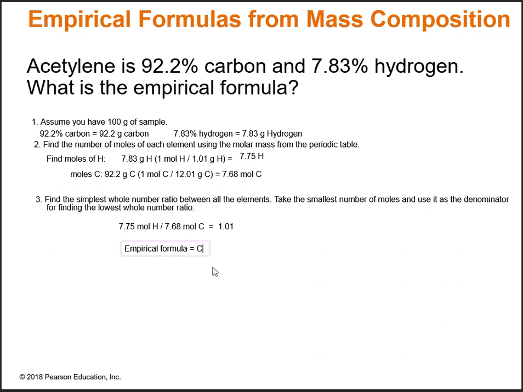Pretty much. So I always put the carbon first. When you put hydrogen first, it implies an acid. But you're right. So there's 1 carbon and 1 hydrogen. That is the empirical formula.